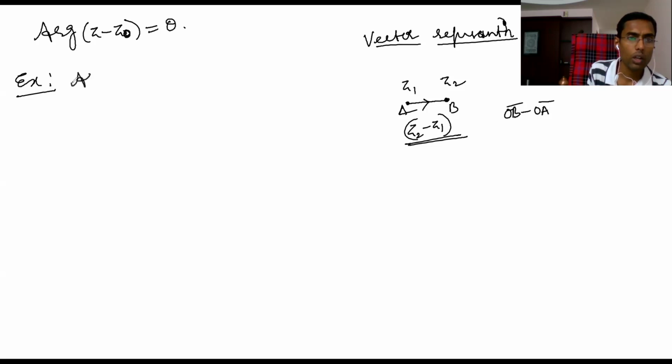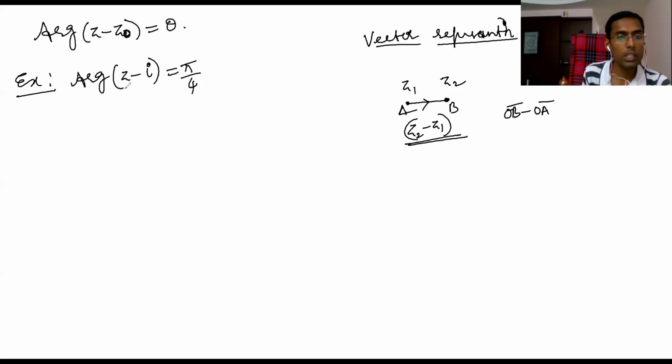For example, you have argument of z minus i, let's say, for the sake of simplicity, I am taking argument of z minus i equal to pi by 4. Let's see what the meaning of this is. Actually, z minus i is a vector. Like z minus z1, if I write OB minus OA, A is the initial point. Here also, i is the initial point.